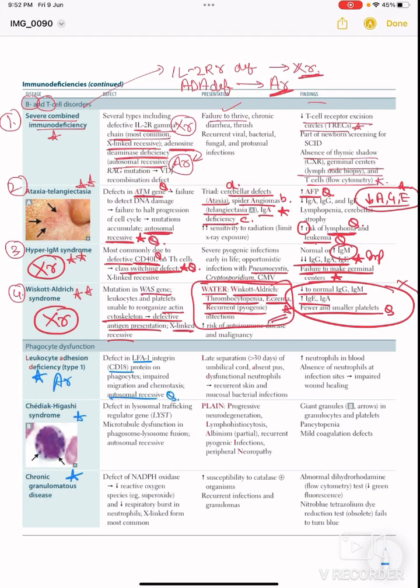Okay, since the phagocytes cannot come, there will be no inflammation, and inflammation is required for separation of the umbilical cord. So late separation of umbilical cord, more than 30 days, is present.